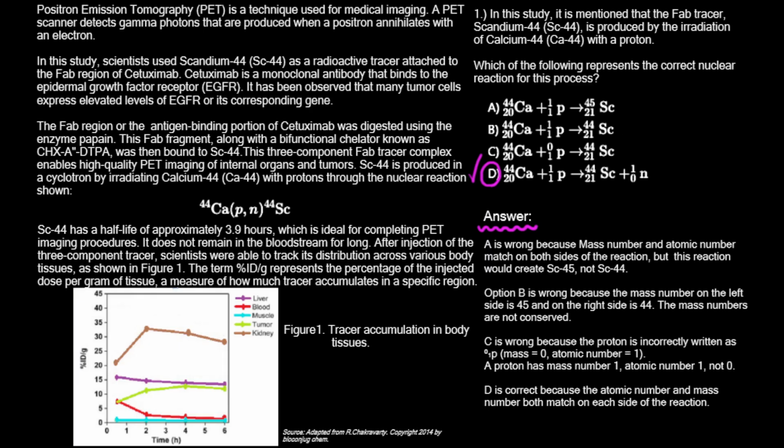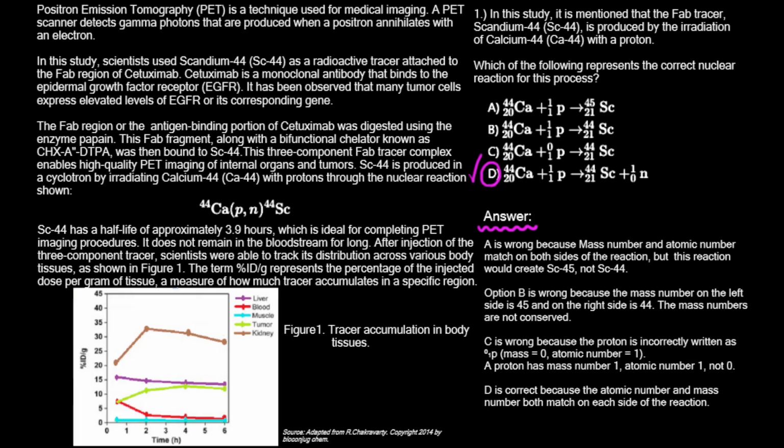Question number 1 asks, in this study, it is mentioned that the Fab tracer scandium 44 is produced by radiation of calcium 44 with a proton. Which of the following represents the correct nuclear reaction for this process? The passage mentioned scandium 44 multiple times, and we predicted that one of the questions would ask about this isotope. And the first question asks us to write a balanced nuclear reaction that produces scandium 44.